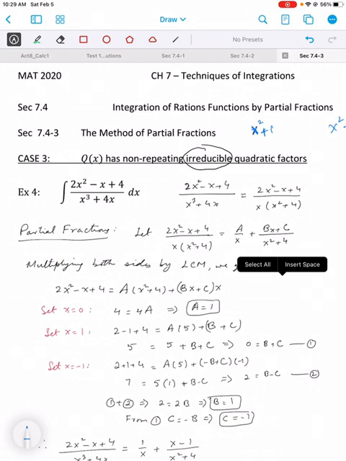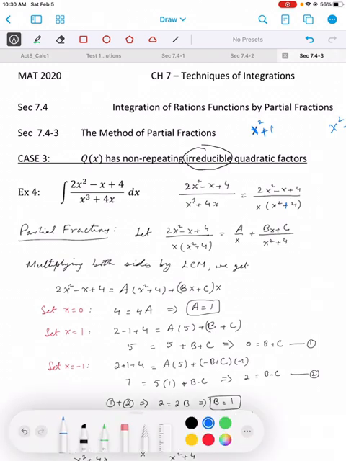In this case, when we factor the denominator, we end up getting x times x squared plus 4, and x squared plus 4 cannot be factored further. So we will be using this third case of the rational functions. And what is the third case?